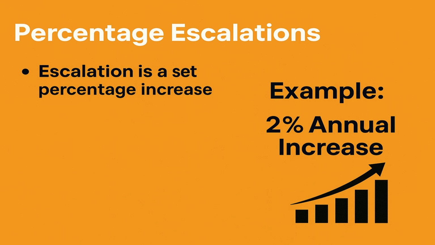To recap, fixed expenses are simple and predictable. Expense pass-throughs reflect real building costs. And CPI-based escalations tie rent to inflation. Each has pros and cons, and it all comes down to your business goals.